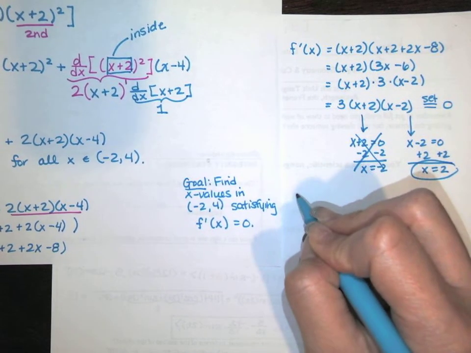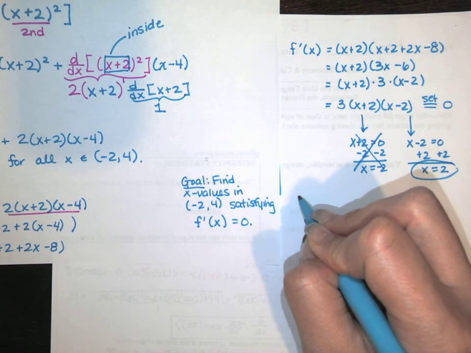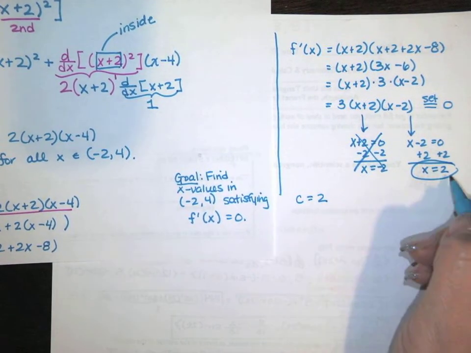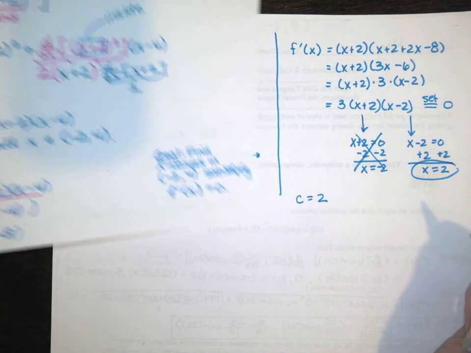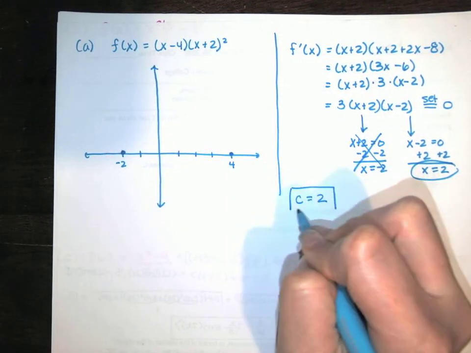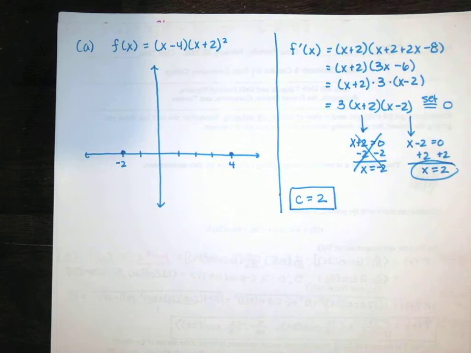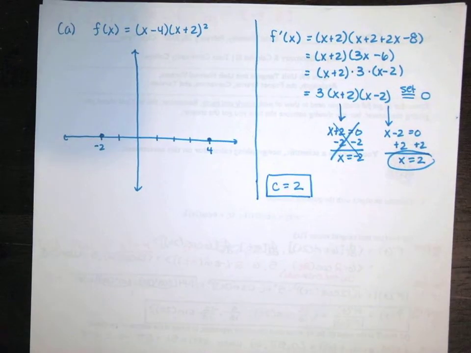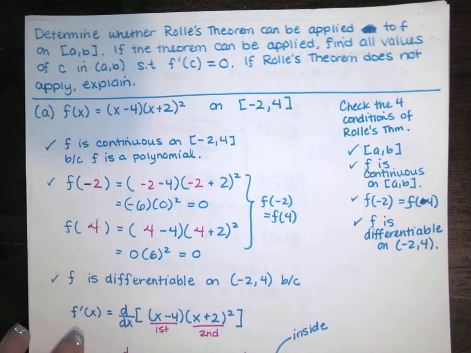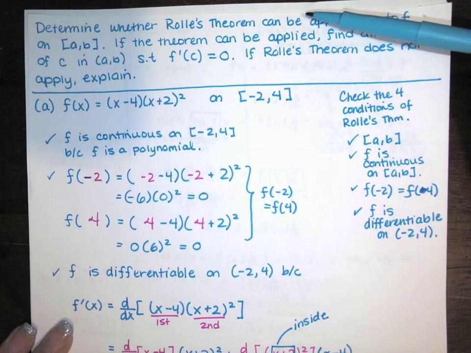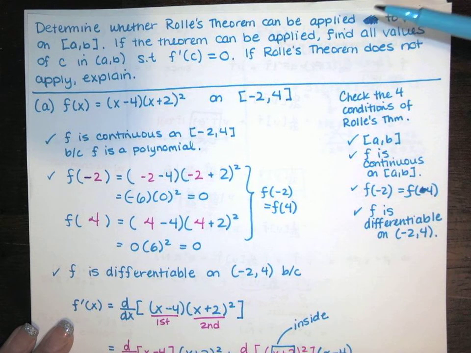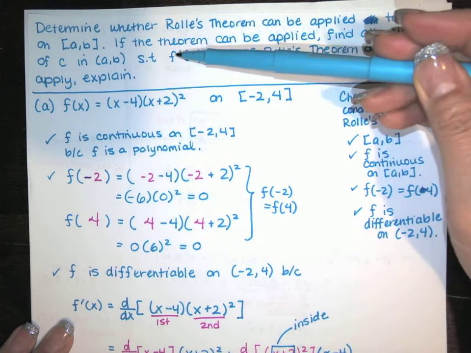If you look up the answer in the back of the book, they would probably write c equals 2. That's the x value where you get 0 slope according to Rolle's theorem. Now we're done with that problem. As far as the textbook is concerned, we have answered the question. We've determined whether Rolle's theorem can be applied by checking the 4 conditions of the theorem. And then we found the values of c that give us a slope of 0.